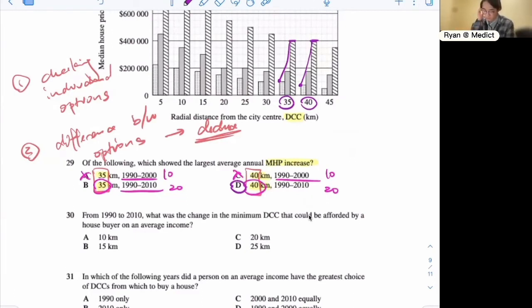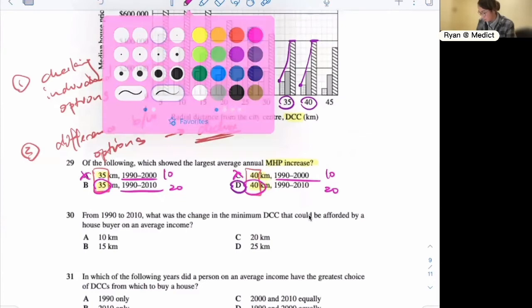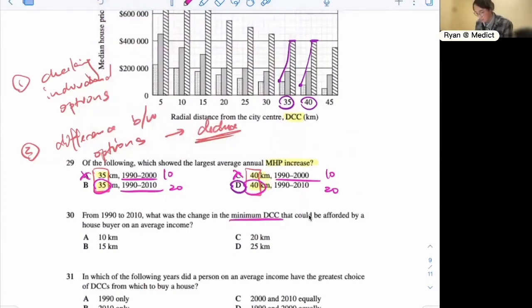So easy, easy question. So moving forward to question 30, from 1990 to 2010, so 20 years, what was the change in the minimum DCC that could be afforded by a house buyer on an average income? Well, what is being asked? Is the minimum DCC. This is the variable that we are interested in. Let me use a different color. So minimum DCC is what we're interested in.